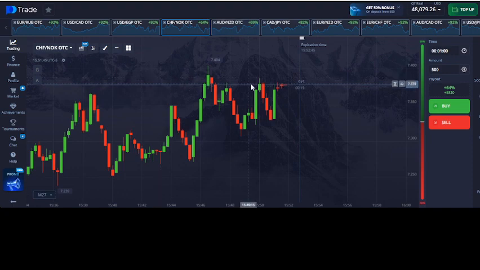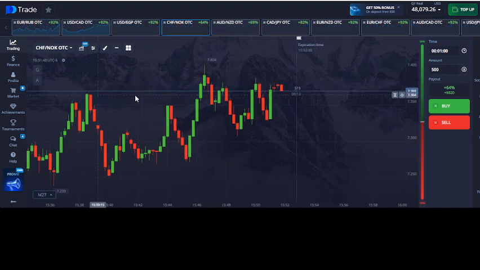Nothing going on here. There's no price action. The market is consolidating here. Not much happening.